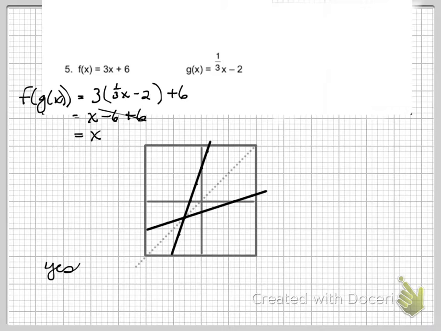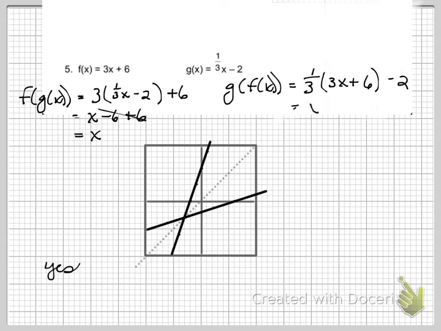We're going to put f of x into g of x. So we have 1/3 x minus 2, and instead of x we put in 3x plus 6. Okay, let me finish this last one. And that ends up with being x plus 2 minus 2, which is x. And so, both algebraically and graphically, this one checks out that these two are inverses of one another.